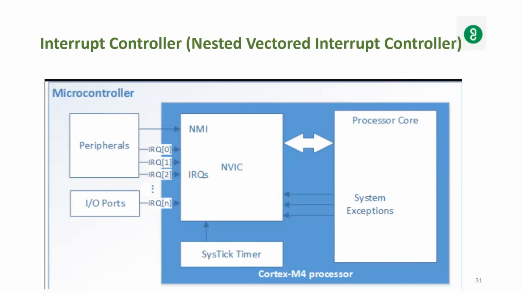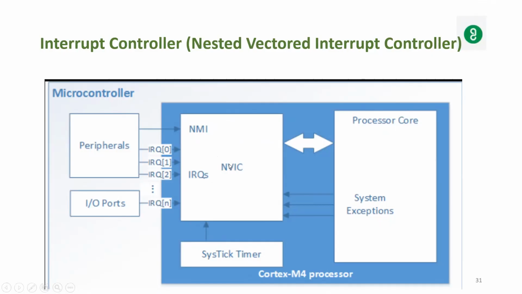Interrupt controller. You can see the peripherals and the input-output ports. The request is made to the vectors. Peripherals make a request to the NVIC, and the input-output ports also make a request to the NVIC. The system tick and the timer are also given as inputs to the NVIC.